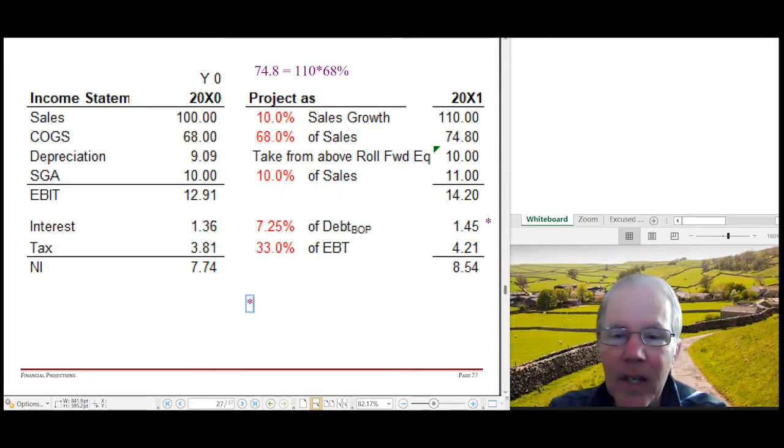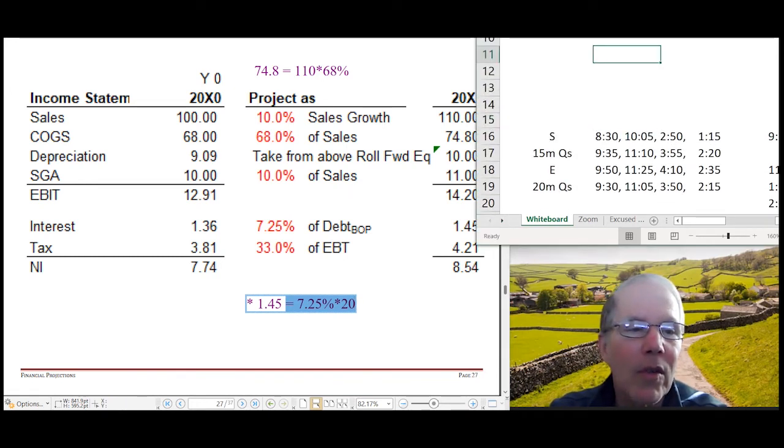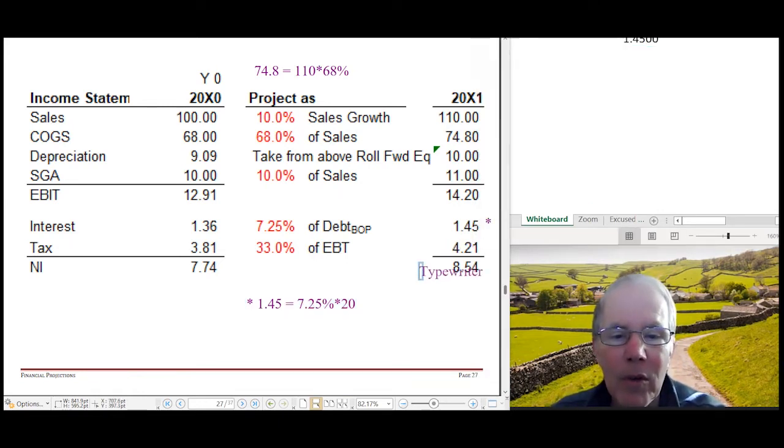Let's put a star down here and say 1.45 is equal to 7.25% times 20. Okay, and once again, as usual, let's just throw it over into the electric pencil, convince you that indeed and in fact this is the truth, the whole truth, and nothing but the truth. All right, 1.45. So there we go with that.